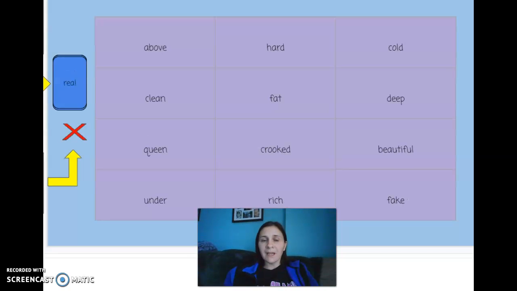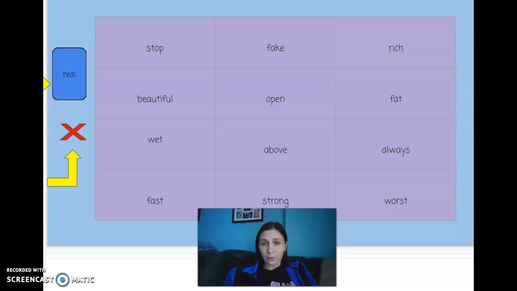You and your partner are going to take turns choosing a card. So if my partner and I both have the word real as our first word, if my partner goes first, okay, here's the word real on my partner's board. They have to find the antonym. The antonym for real would be fake. So I would be looking on my board up here. There's the word fake. If I have it, I put an X on top. And then it would be my partner's turn.